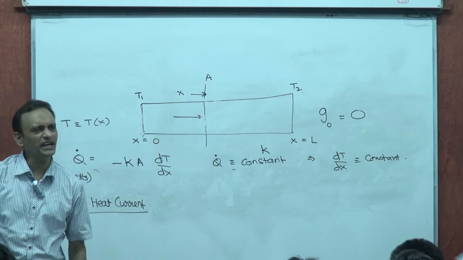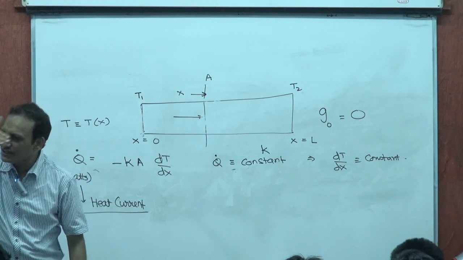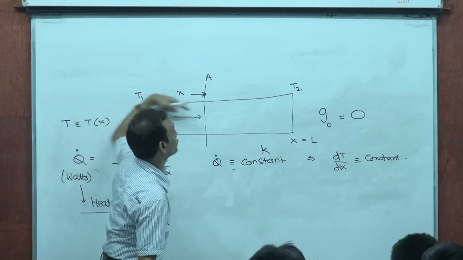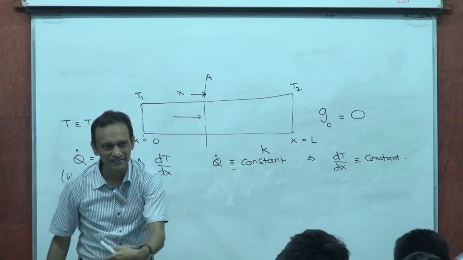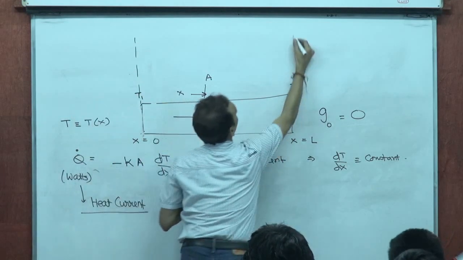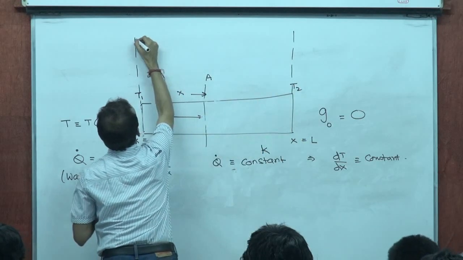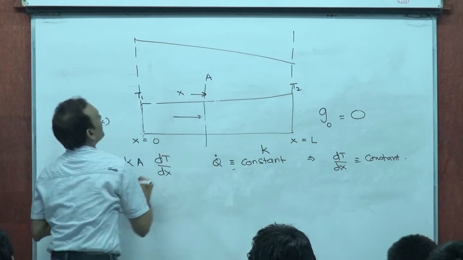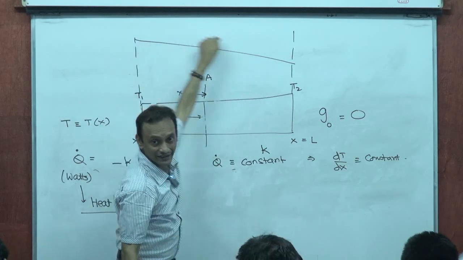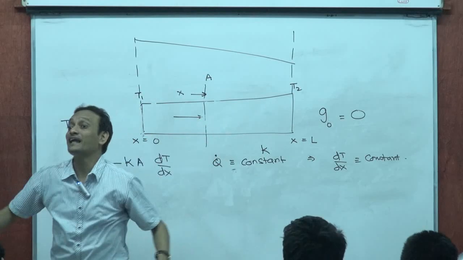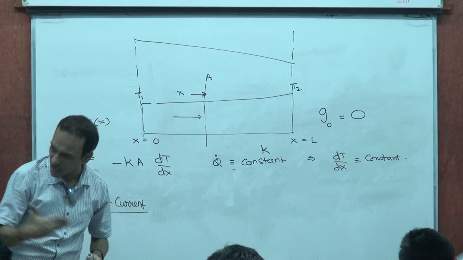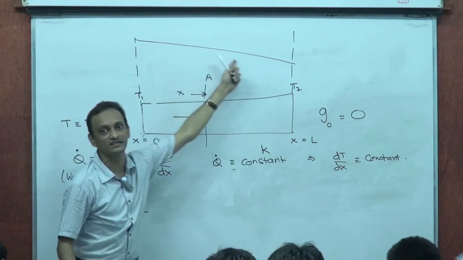When would the temperature gradient be a constant? If T varies linearly with x. In this case, since the heat is flowing in this direction, temperature is decreasing with x. So the variation of temperature with x would be like this, with T1 here and T2 there. The slope of this line will give me dT/dx, which is a negative number. So this is how it varies.